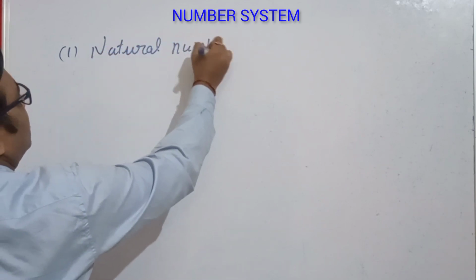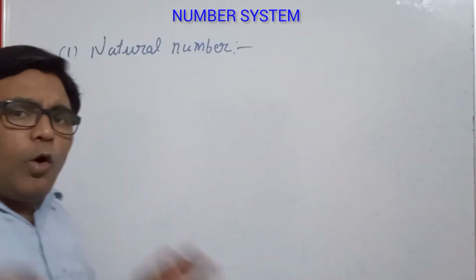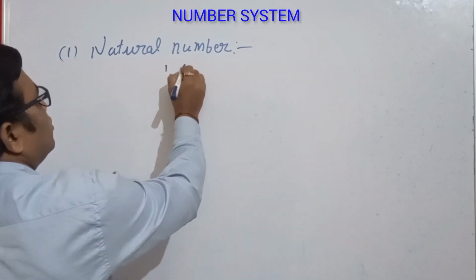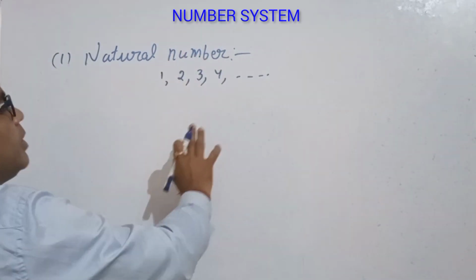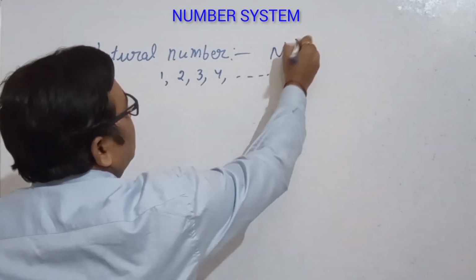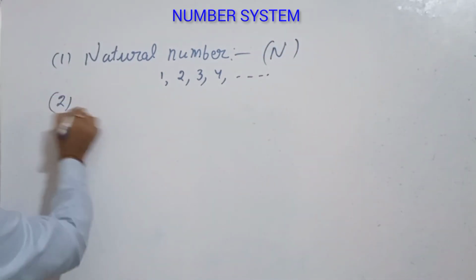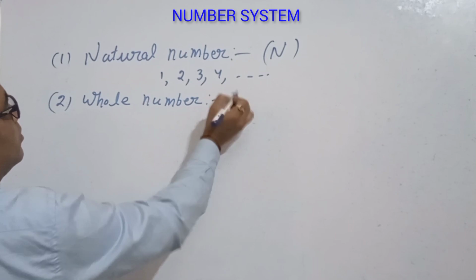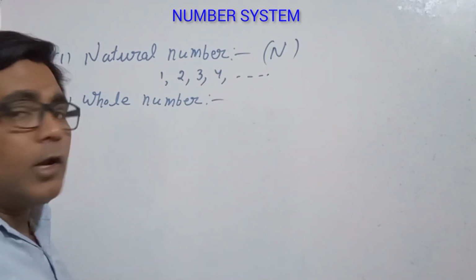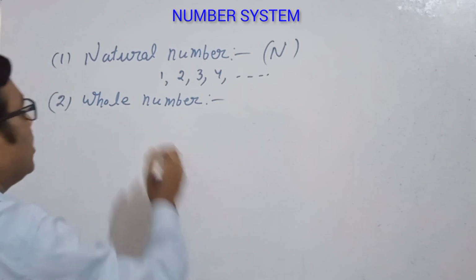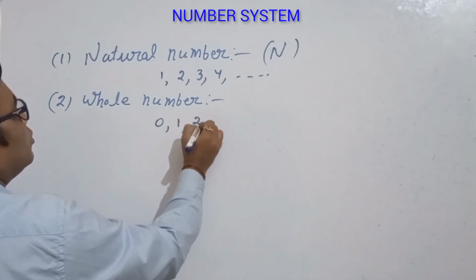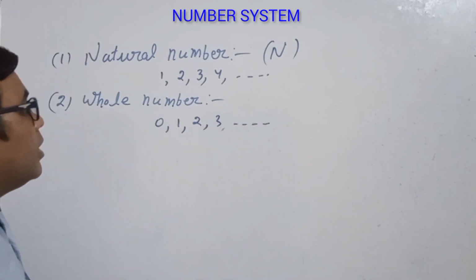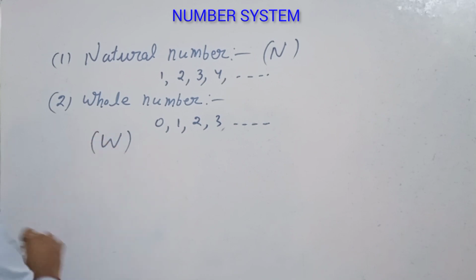Natural number. The set of all countable numbers are natural numbers. For example, 1, 2, 3. Natural number is denoted by capital N. Second one is whole number. The set of all natural numbers including 0 are whole numbers. For example, 0, 1, 2, 3, and we can denote whole number by W.